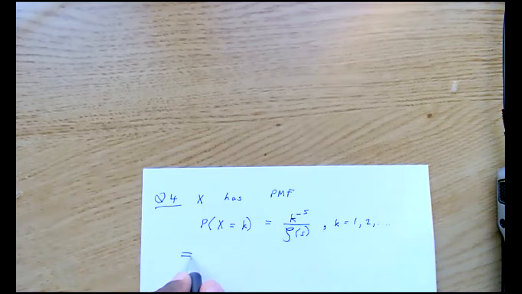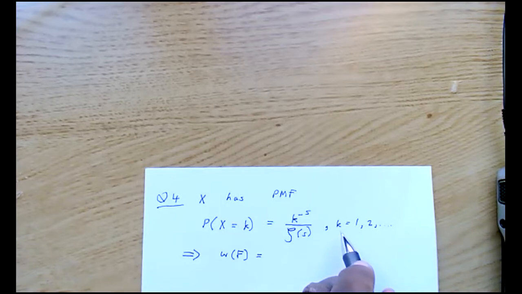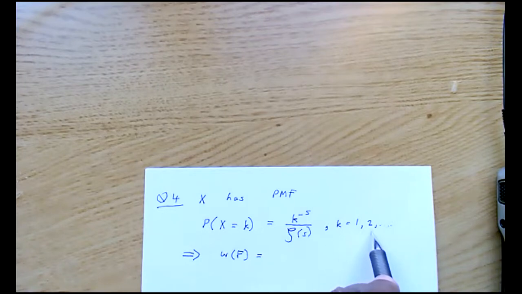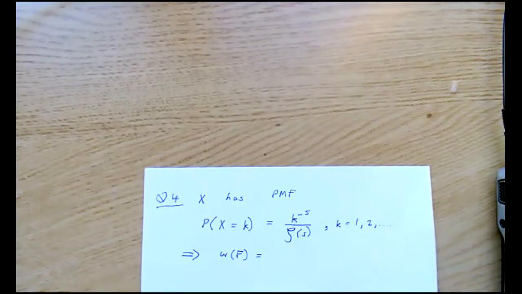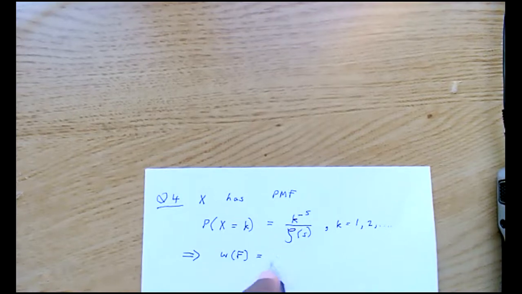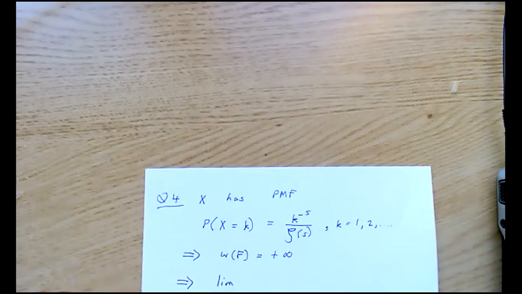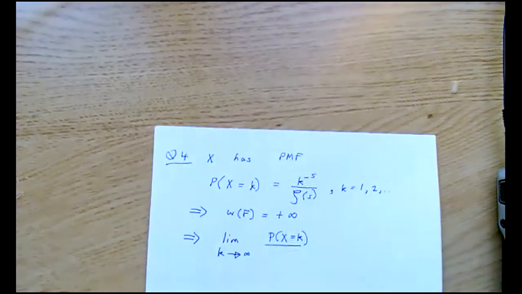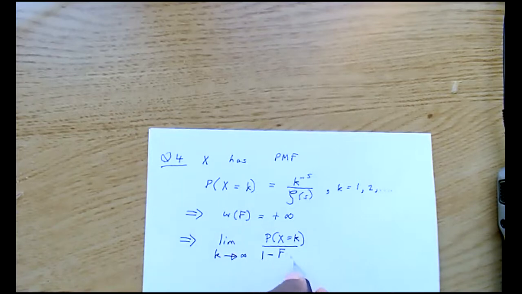The first thing you need to realize is the upper endpoint of F. Remember, the way to determine the upper endpoint is to look at the domain, which goes from 1 up to infinity. The largest point of the domain is plus infinity, so the upper endpoint of F is plus infinity. What we need to work out is this limit, as k goes to infinity, of the probability that X equals k divided by 1 minus the CDF at k minus 1.